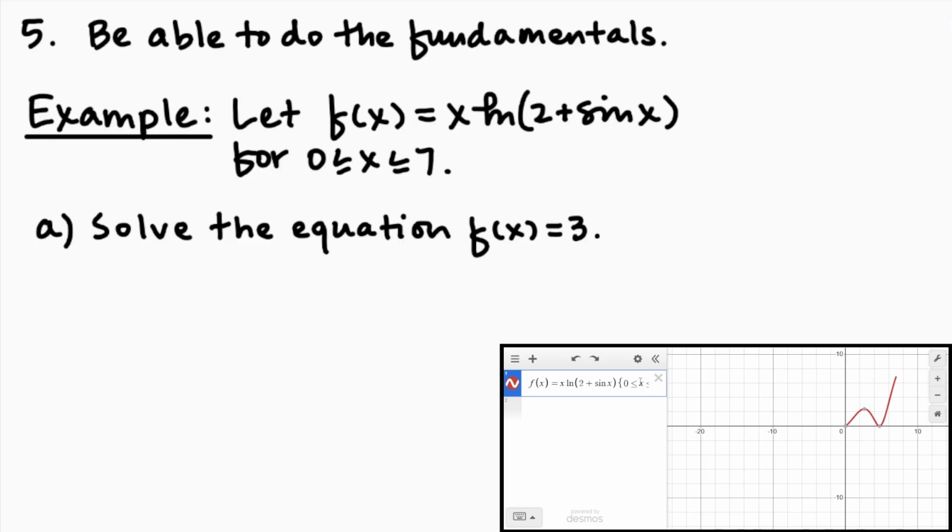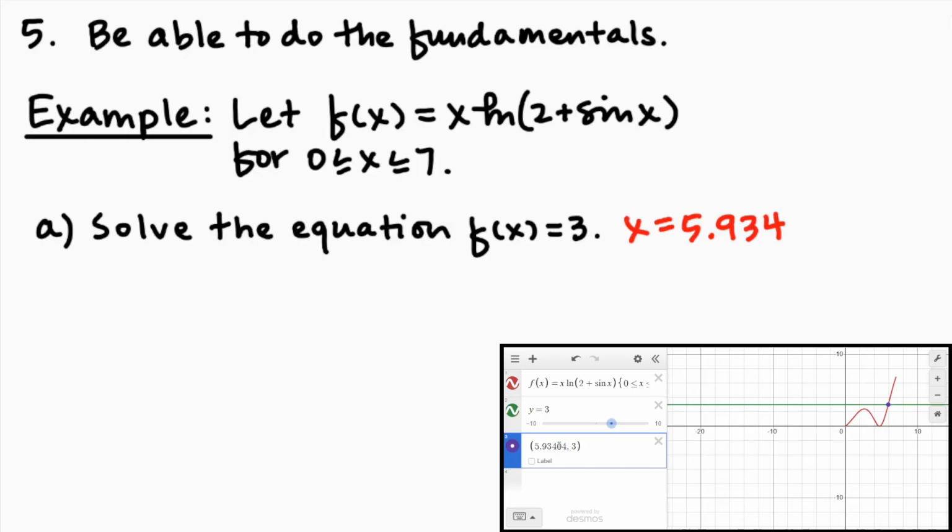If I want to solve the equation f of x equals 3, really what I want to do is see where this graph intersects with the line y equals 3. I've got that. Okay, I see that there's an intersection right here. I can hover my mouse over the intersection and it will show that to me. What I can also do is click on this little box right here, export point to expression list, and it'll tell me right here. Okay, so I'd say that's going to be x equals 5.934.